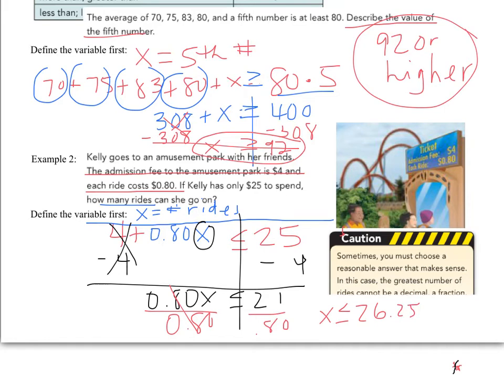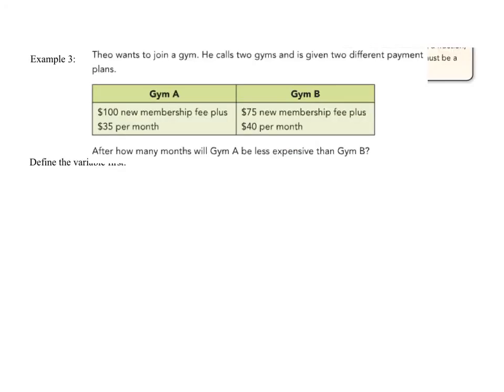Now, less than or equal to 26.25. So that means she can only ride 26 rides, because you can't ride 0.25 of a ride. So she can ride 26 rides with the amount of money that she has. Okay, because it needs to be less than or equal to 26.25. All right, number 3.